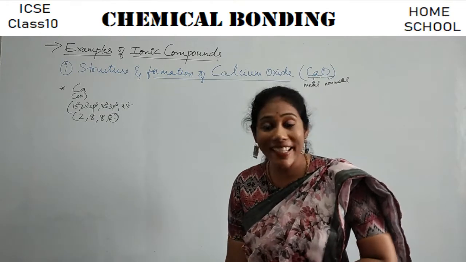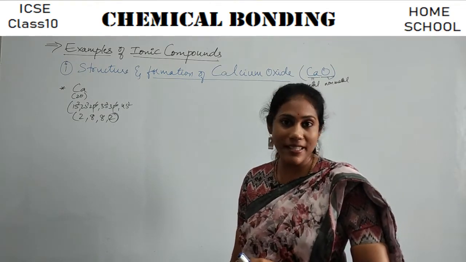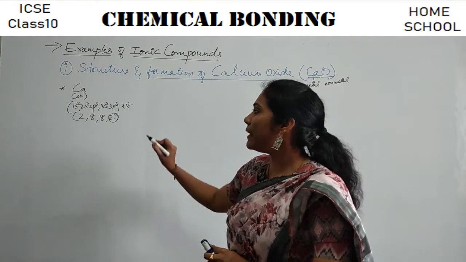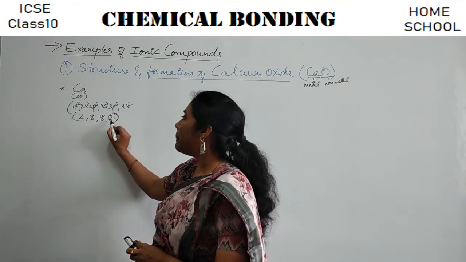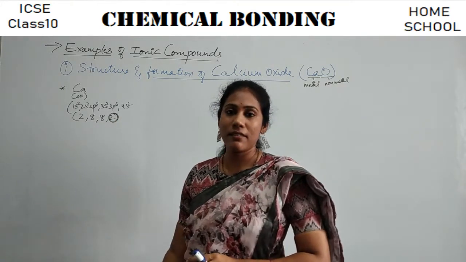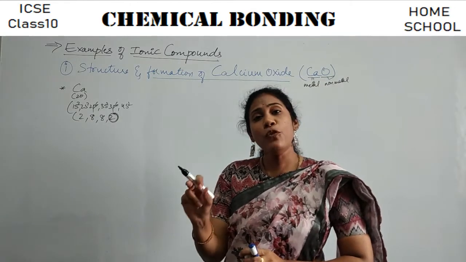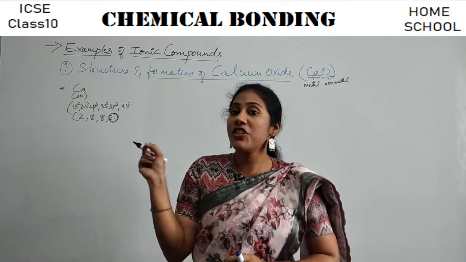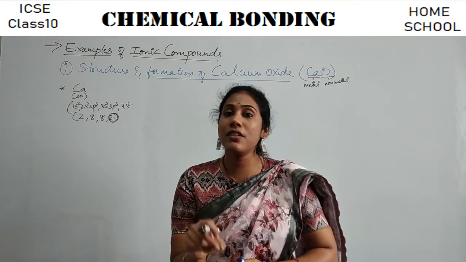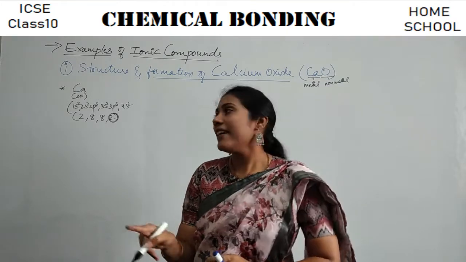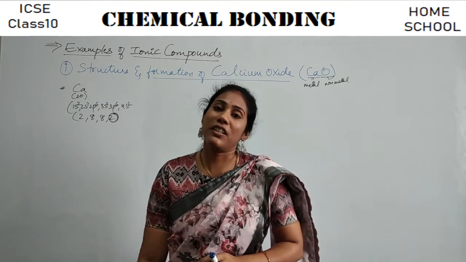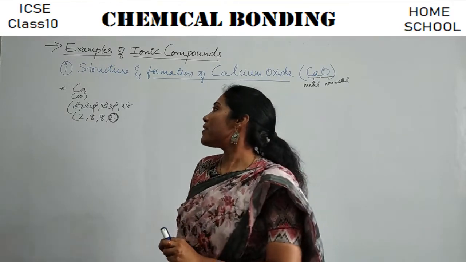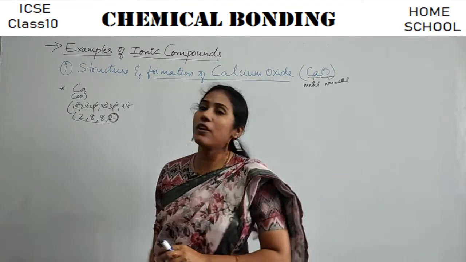You should have 8 to become stable, isn't it? So how can it become stable? By losing these 2 electrons, right? See here, if you want to understand which element can lose how many electrons and which element can gain how many electrons, you will only understand that by looking at electronic configuration. So definitely you must know how to write the electronic configuration.